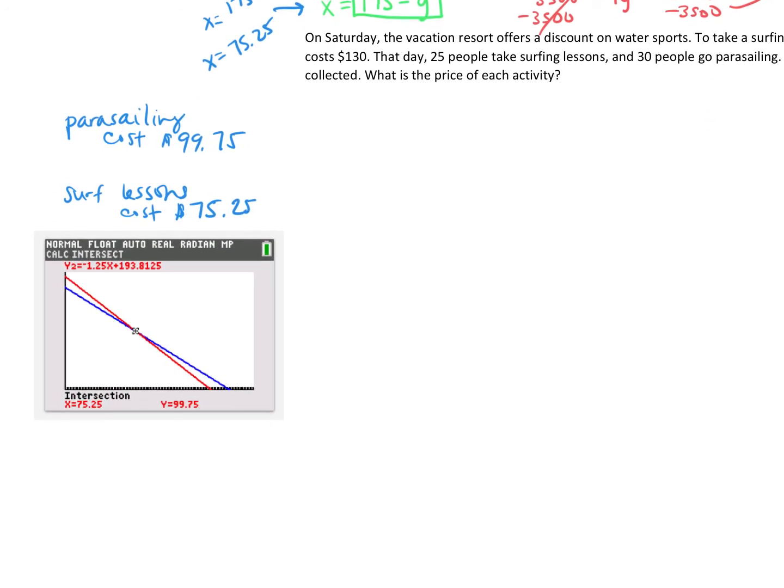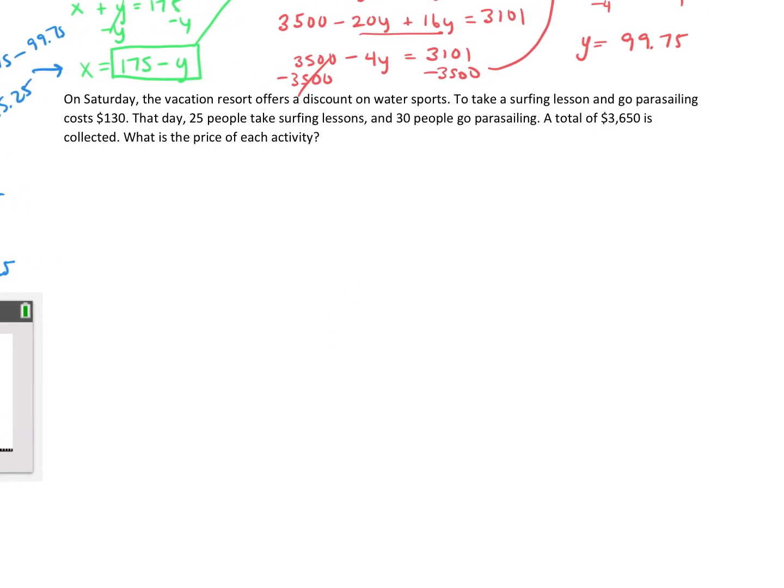It said to also check the answer by graphing. So here on the graphing calculator, I just did the intersection of those two equations, and you can see the x was 75.25 and the y was 99.75 where those two lines crossed, and those are the solutions we found for x and y as well. So we can feel good that we got the right answer.